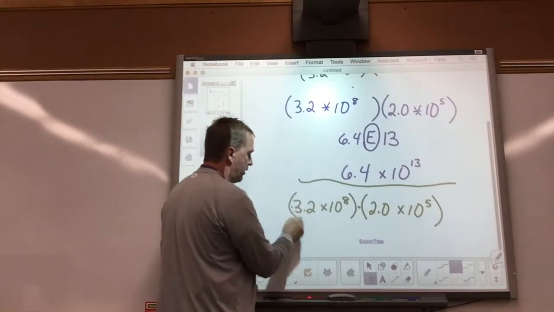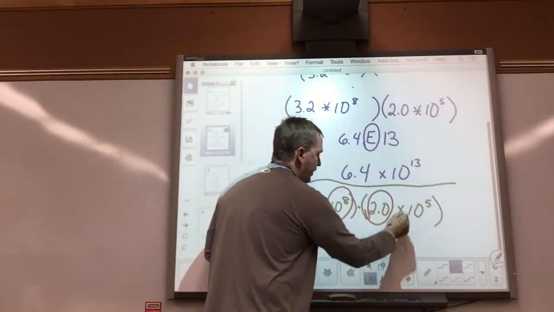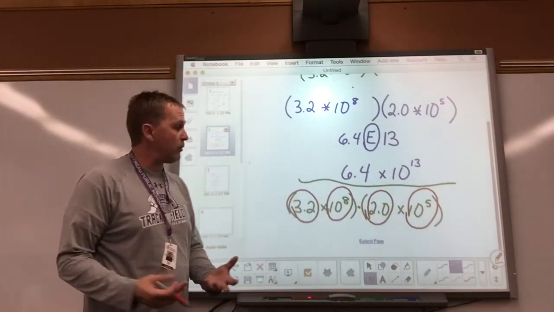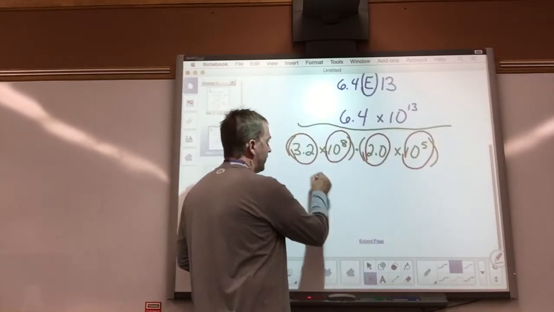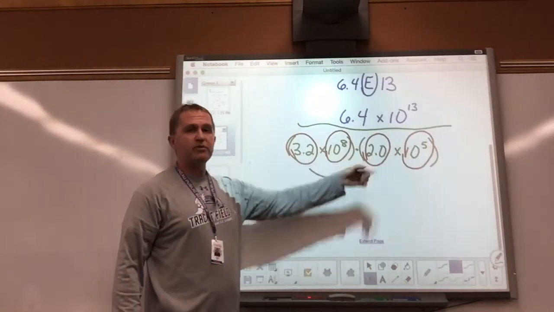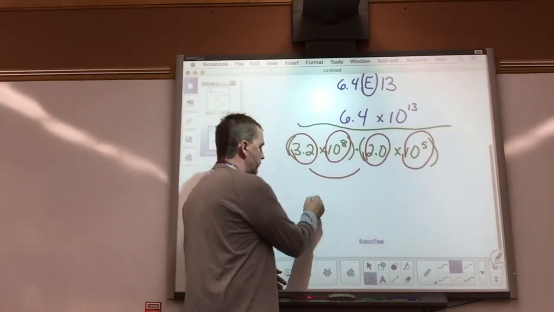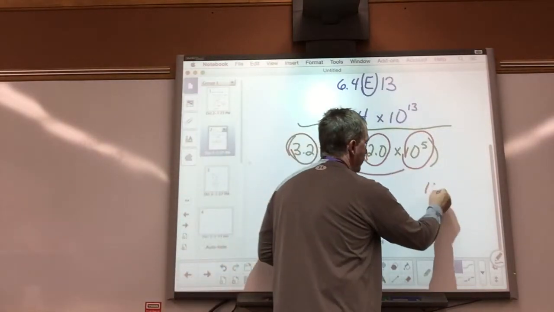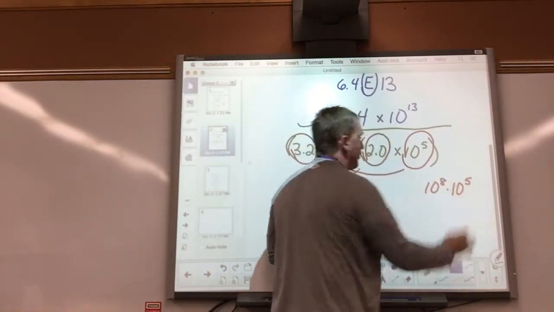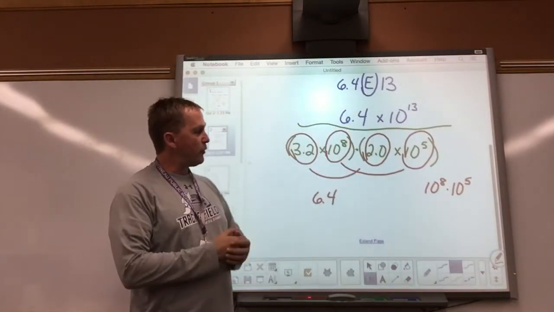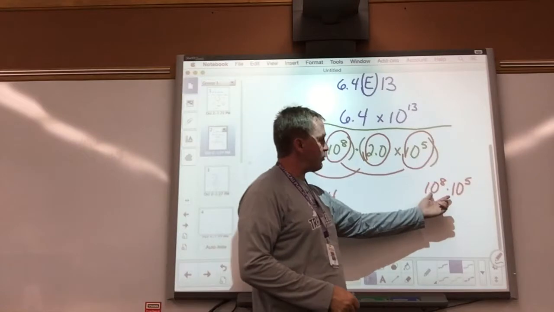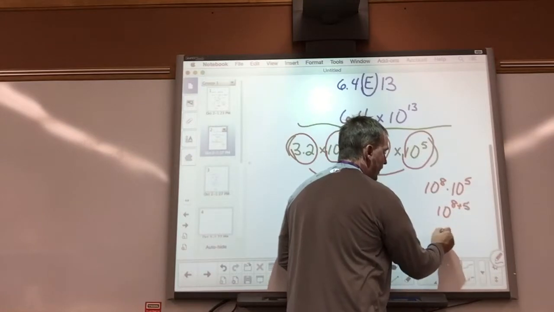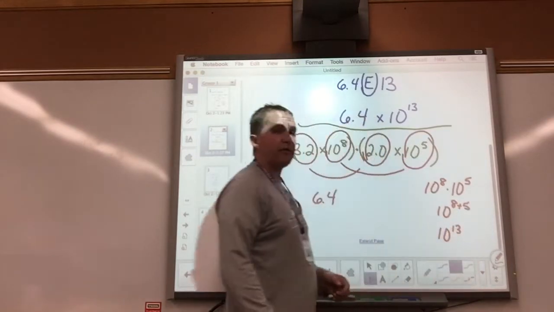So I'll circle them, there's 1, 2, 3, 4 numbers that are being multiplied, and the only thing that's happening is multiplication, so we can choose to multiply in any order we want. I could then say to myself, 3.2 times 2, what's 3.2 doubled? That's 6.4. Then I want to multiply my 10 to the 8th and my 10 to the 5th, and we've been working a lot in class about what we do if we have like bases. Well, hopefully you recognize in this case we have like bases of 10, so we add the exponents of 8 and 5, which gives me an answer of 10 to the 13th.